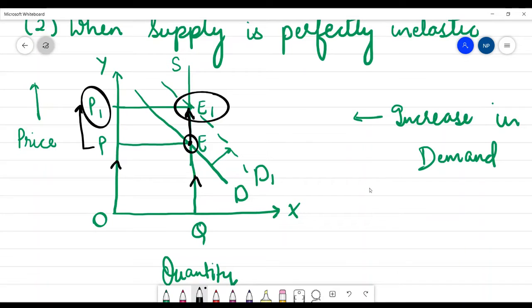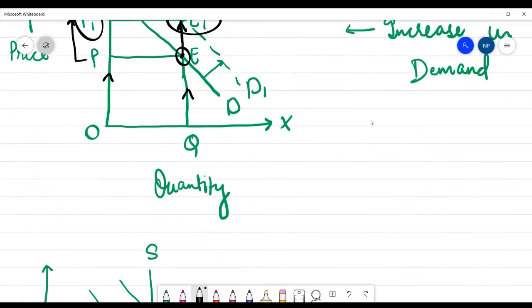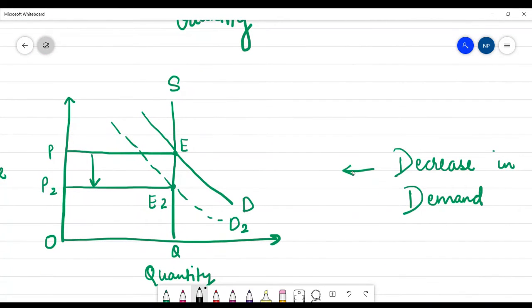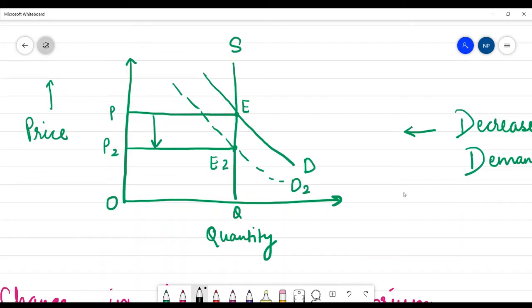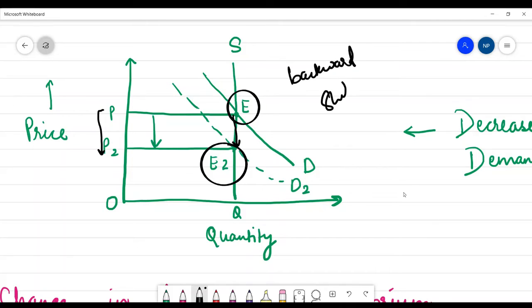Now, what happens when supply is perfectly inelastic and the demand is decreasing? If you see the graph over here, the price is going down from P to P2. The equilibrium that was achieved at point E also shifts down to E2. Therefore, we say that there is a backward shift. There is a backward shift when there is decrease in demand. This happens when the supply is perfectly inelastic.